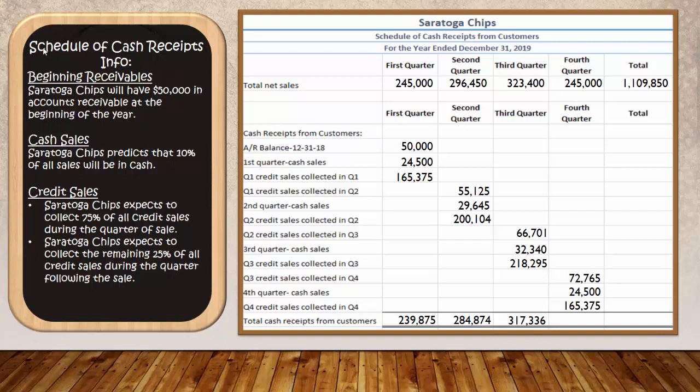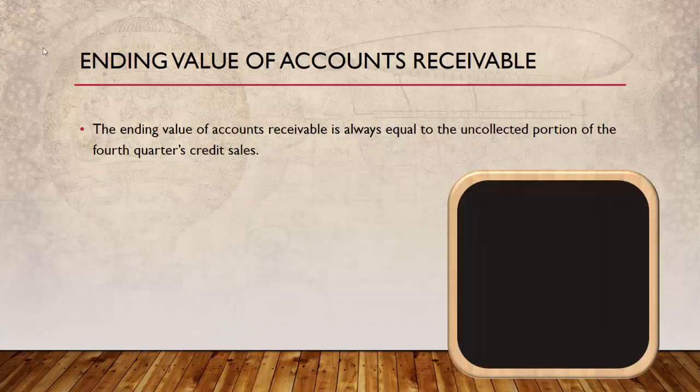In the third quarter, they're going to collect $317,336 in cash, and in the fourth quarter, we add those three numbers together and determine they're going to collect $262,640 in cash, meaning that for the year, Saratoga Chips is going to collect $1,104,725 in cash from their customers. And that is the conclusion of the schedule of cash receipts.